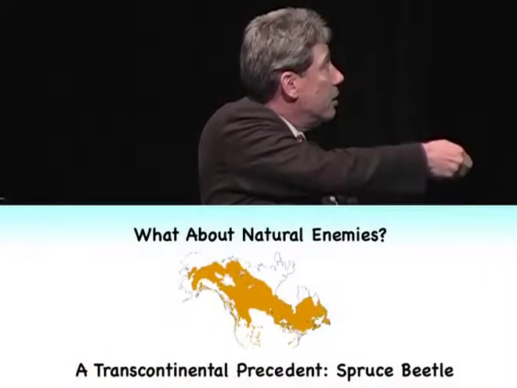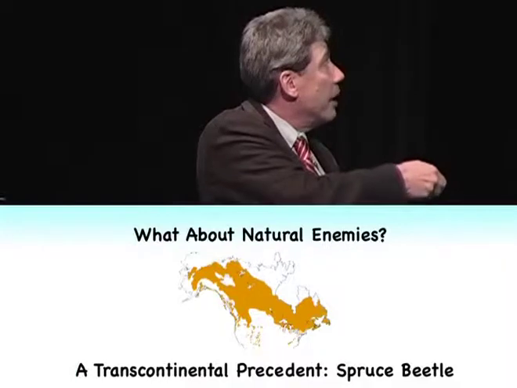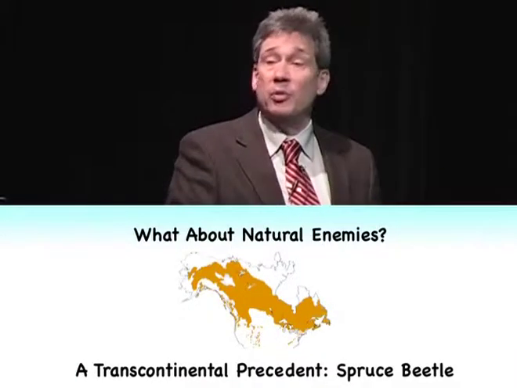I think it's also important to start exploring natural enemies, and I would suggest a useful model for thinking about mountain pine beetle is one insect that has already spread from one end of the continent to the other. And this is spruce beetle. This is the complete range of spruce beetle. It tends to be far more problematic in the west than in our area in Wisconsin.